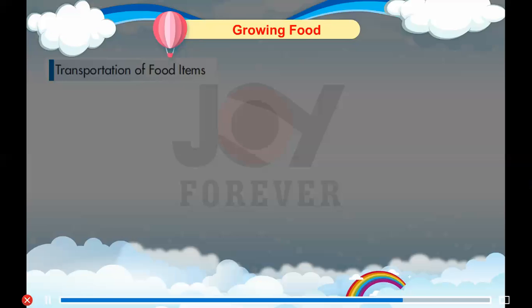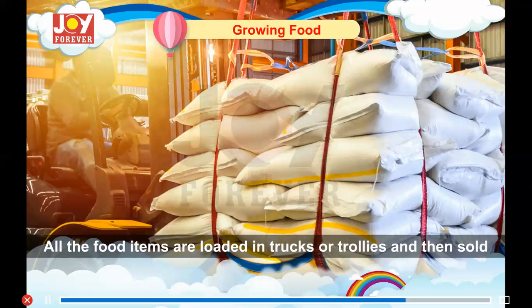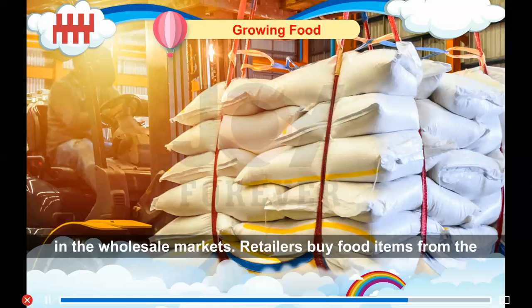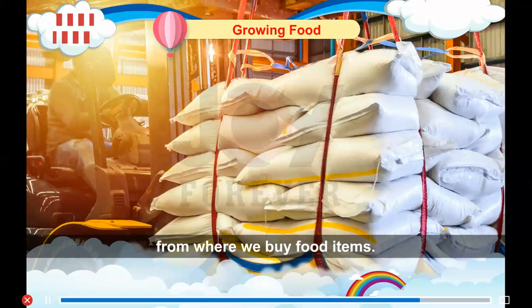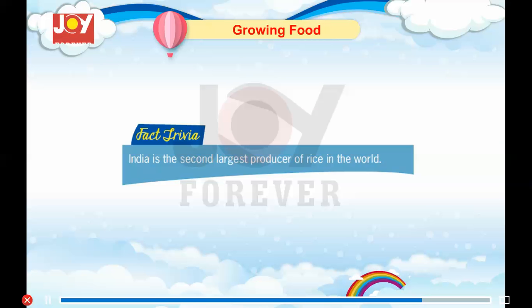Transportation of food items. All the food items are loaded in trucks or trolleys and then sold in the wholesale market. Retailers buy food items from the wholesale markets and then sell them in the local markets from where we buy food items. Fact trivia: India is the second largest producer of rice in the world.